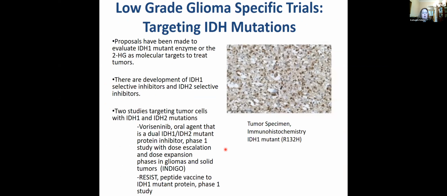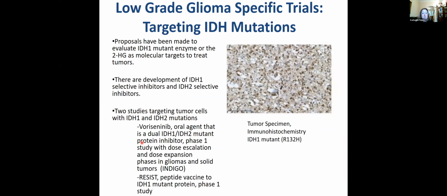So I want to now switch gears and really talk about how we're changing. I needed to give the historical perspective to show you how we are moving forward with new avenues to treat these tumors. And this is just a tumor specimen staining with the IDH1 mutant protein. And I want to talk about two studies.